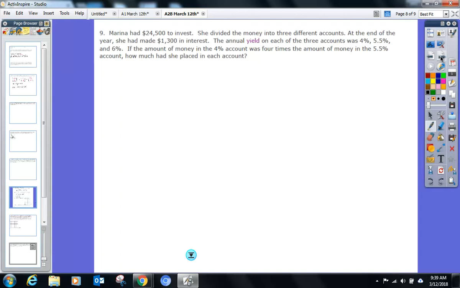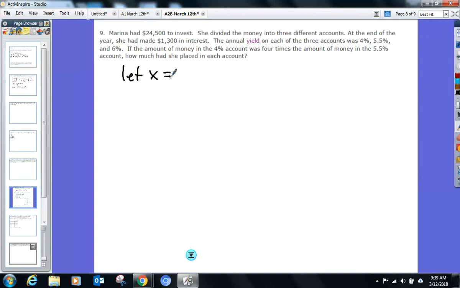Okay, she's going to invest $24,500 into 3 different accounts, which means we need 3 different variables. Here we go. So I'll let X equal the amount, what's the first amount? 4%. So the money in 4%. I'll let Y equal the money in 5.5%. And I'll let Z equal the money in, what am I left with, 6%? All right, 3 variables, 3 equations. Let's roll.